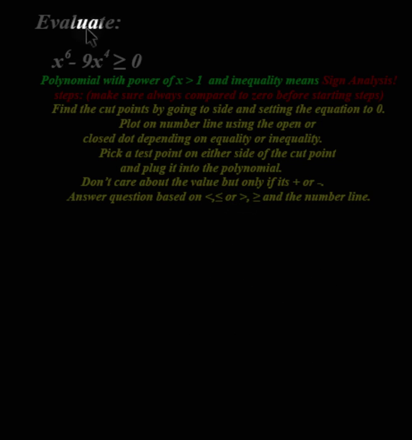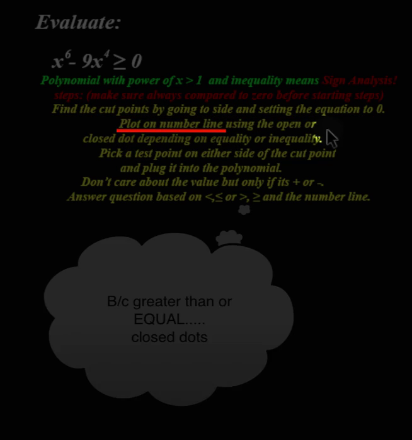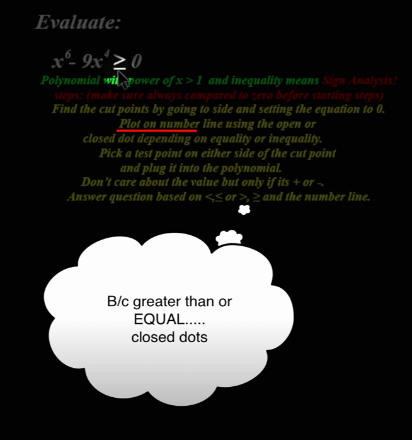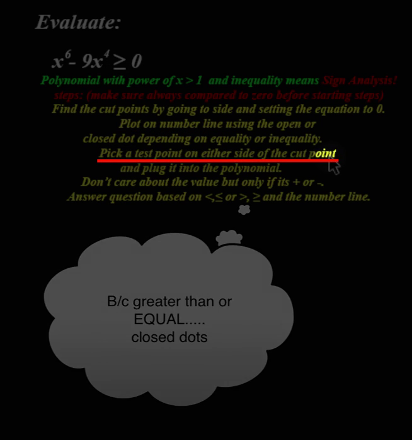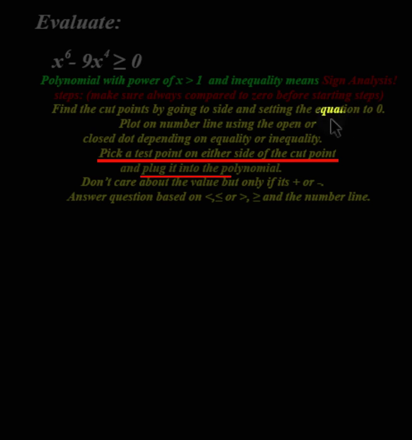If one of these symbols is present with a power of x greater than 1, you have to do sign analysis. Again, by now you should be familiar with the steps. Find the cut points, plot on the number line, pick an open dot or closed dot. In this case, we're going to have a closed dot. Pick a test point on either side of these cut points that you found when you set it equal to 0, and then find out whether it's positive or negative. We don't care about the actual value. All right? Let's see it in action.